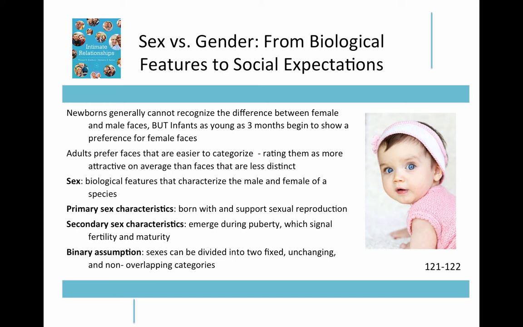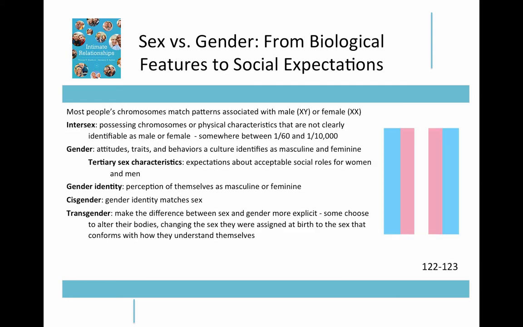Some people have a binary assumption, which is the idea that sexes can be divided into two fixed, unchanging, and non-overlapping categories. That is the binary assumption. Most people's chromosomes match patterns associated with either male, which is XY, or female, double X. But there are people who are born intersex, and they possess chromosomes or physical characteristics that are not clearly identifiable as male or female. Some people put it as frequently as 1 in 60. Some people say, depending on how you define it, it's more like 1 in 10,000 births.